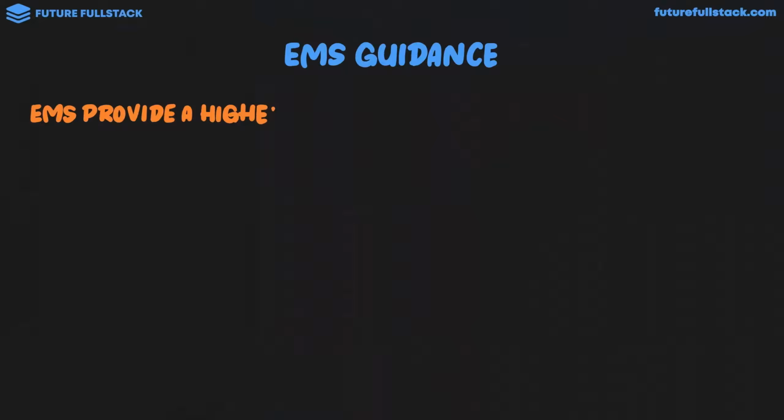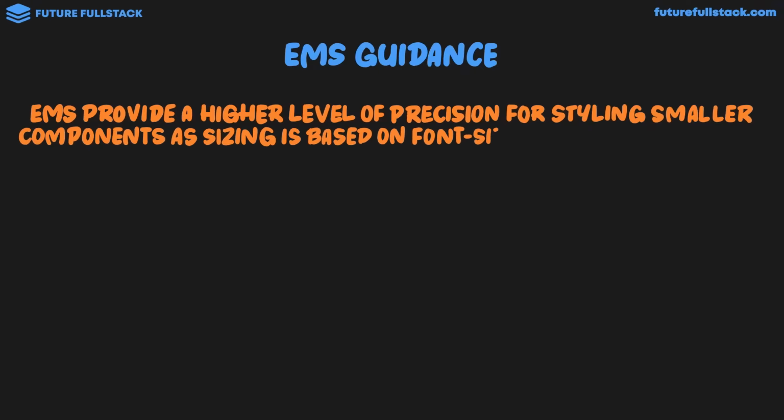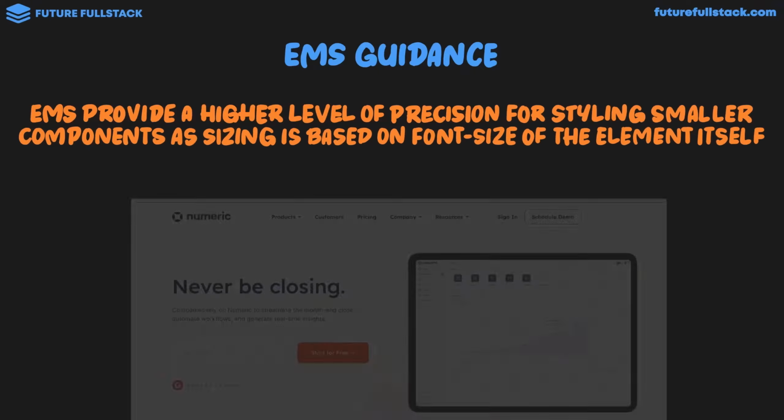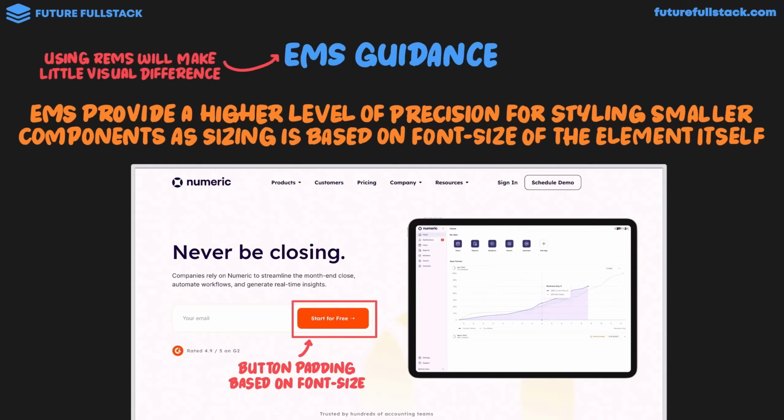EMS provide a higher level of precision for styling smaller components, as sizing is based on font size of the element itself. So like we just saw, we can have button padding based on the font size of the button itself. Now EMS do provide a lot of precision, but the truth is, using REMS will make very little visual difference. In our Quill project, we're only going to be using REMS. And I suggest when you start out, you also just use REMS. When you become a bit more advanced with CSS, and you really want precision styling, feel free to use EMS.